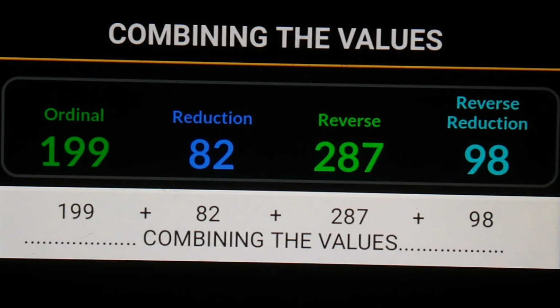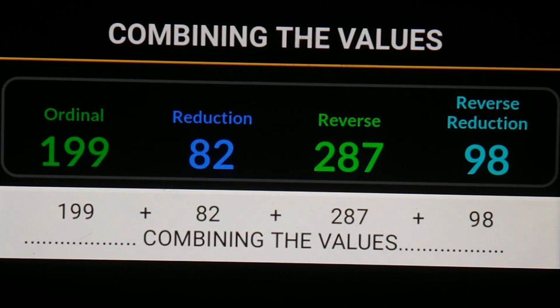We're combining the values. Look at that example, that phrase, combining the values. You have two letter I's. No R's, just two letter I's. Combine the values of these four base ciphers. With that example, you get 666.